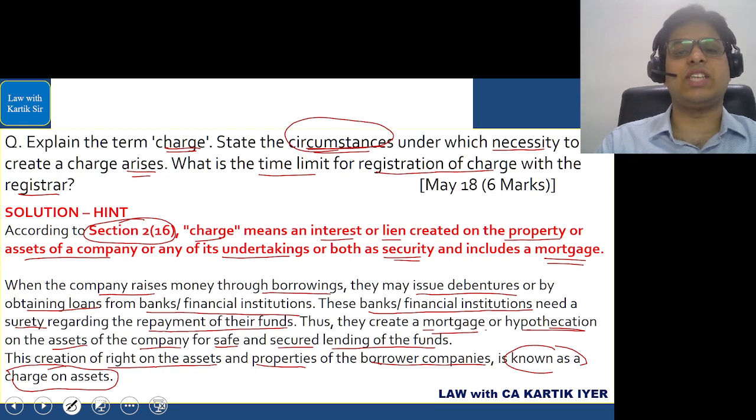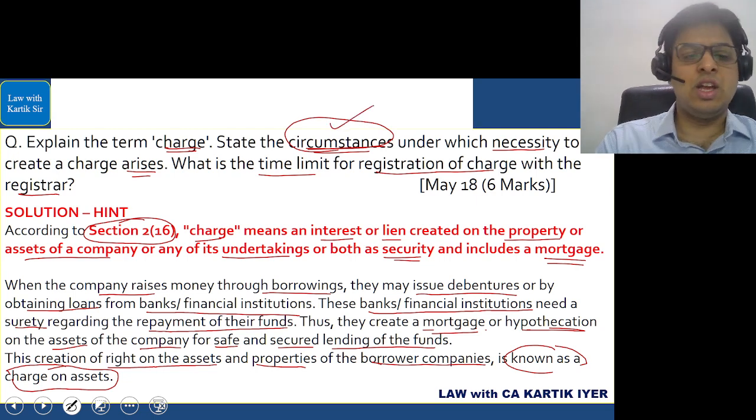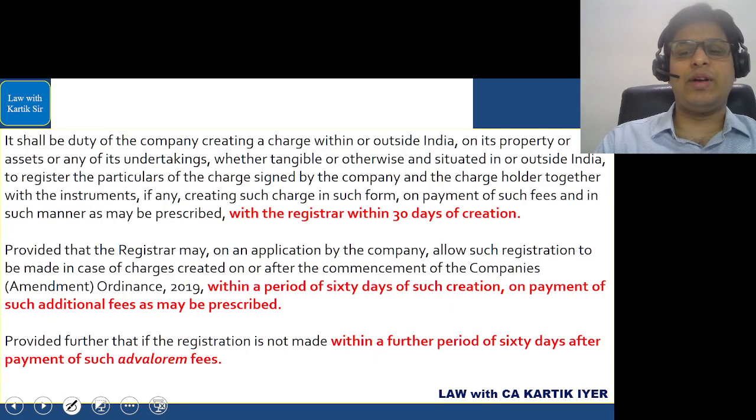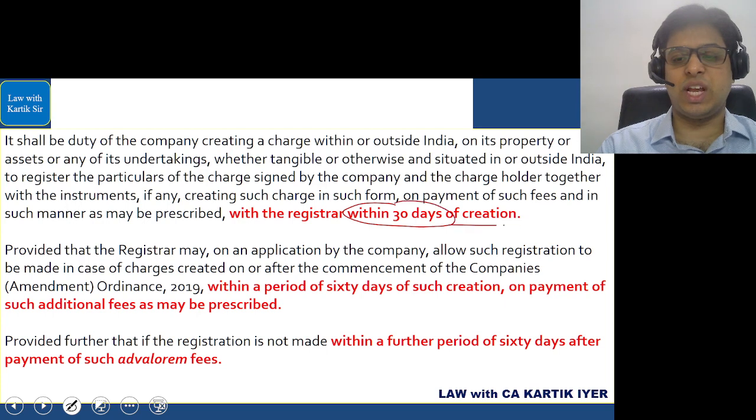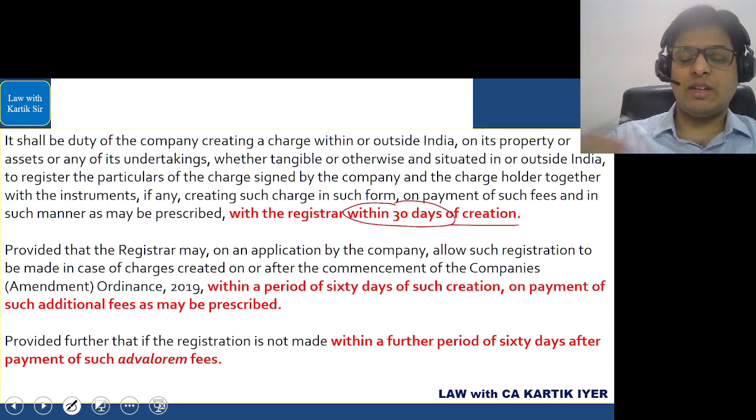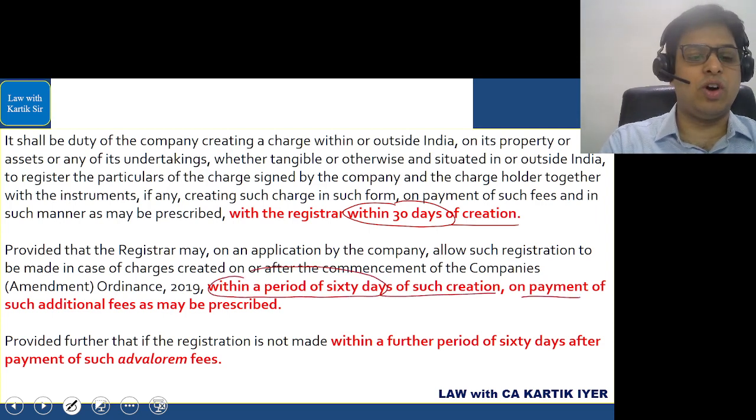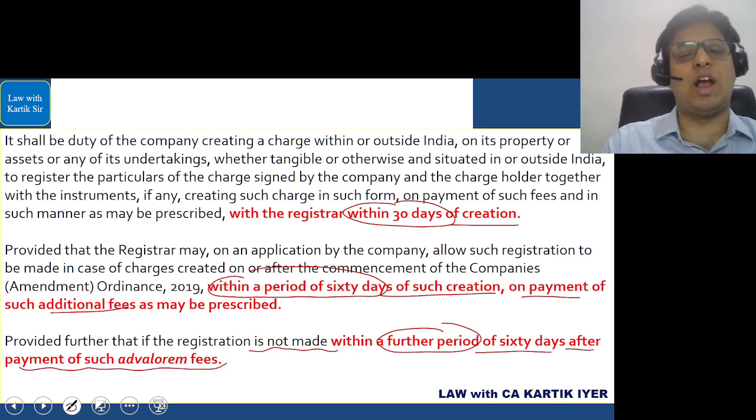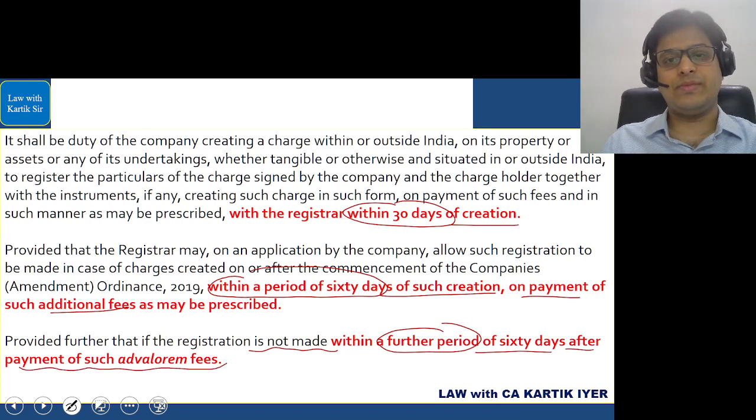So we have given the circumstances for which charge is necessary. So we have explained the term charge. We have given the circumstances. Now what limits is the time limit. And time limit, as you know, is within 30 days of creation. And after the Companies Amendment Ordinance has commenced, within a period of 60 days of such creation on payment of additional fees, and still not done, then you have to make it during the further period of 60 days after payment of ad valorem fees. As simple as that.